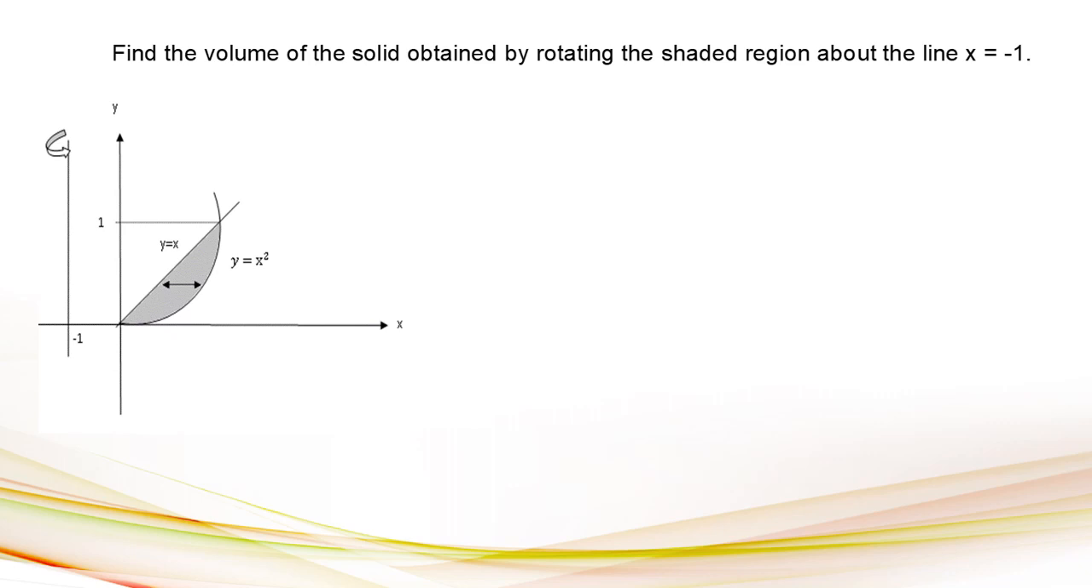Next example, find the volume of the solid obtained by rotating the shaded region about the line x equal to -1. So we have our shaded region here between two curves, x squared and x. We want to revolve this region about x equal to -1. So we want to find the volume of the revolution. Look here, our cross section is perpendicular to the axis of revolution, so we will use the washer method.